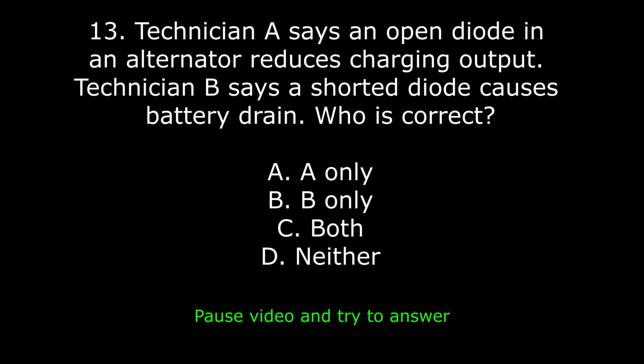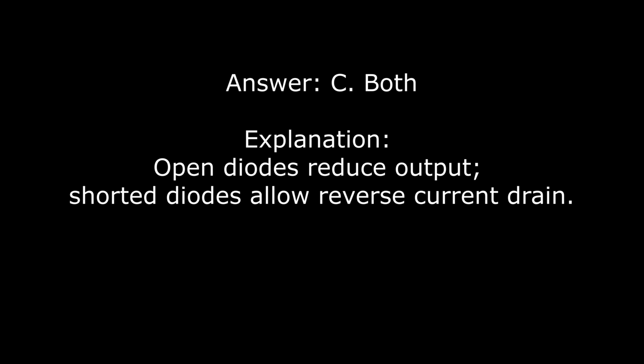13. An open diode in an alternator reduces charging output. Technician B says a shorted diode causes battery drain. Who is correct? A. A only. B. B only. C. Both. D. Neither. Answer: C. Both. Explanation: open diodes reduce output. Shorted diodes allow reverse current drain.